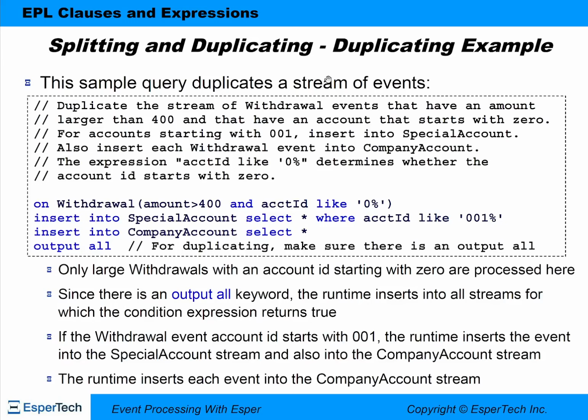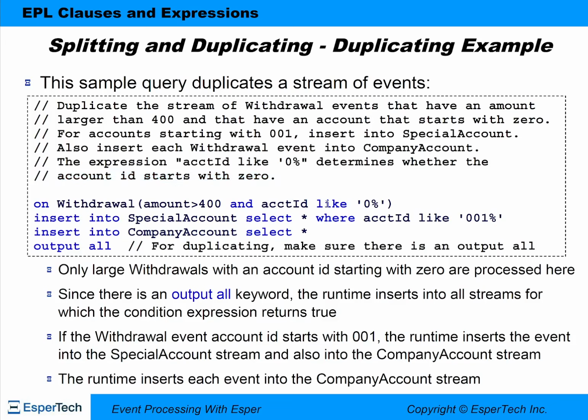This sample query duplicates a stream of events. The EPL duplicates the stream of withdrawal events that have an amount larger than 400 and that have an account that starts with 0. For accounts starting with 001, it inserts the withdrawal event into the special account stream. It also inserts each withdrawal event into the company account stream. The expression, accountId like '0%', determines whether the account ID starts with 0.